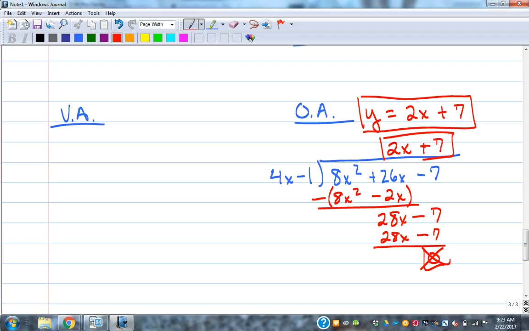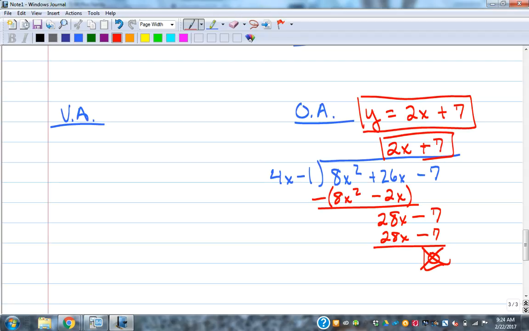It doesn't matter what the remainder is. The remainder doesn't matter. There should be something with an X up here if it's oblique, if you do your degrees right, because the degree at top is one more than the bottom. There should have to be at least an X up here.